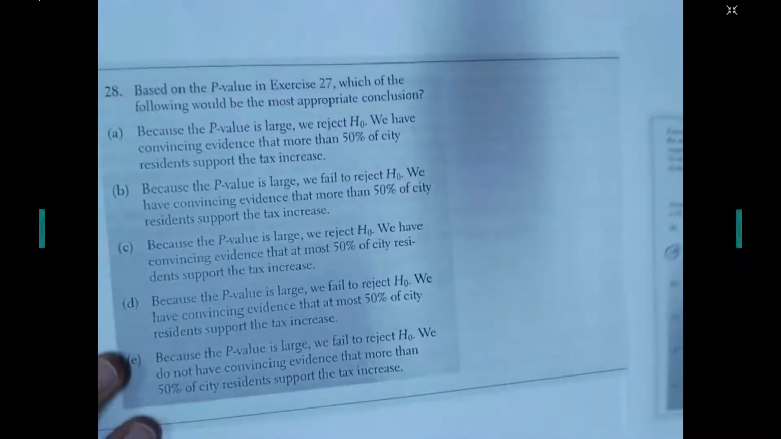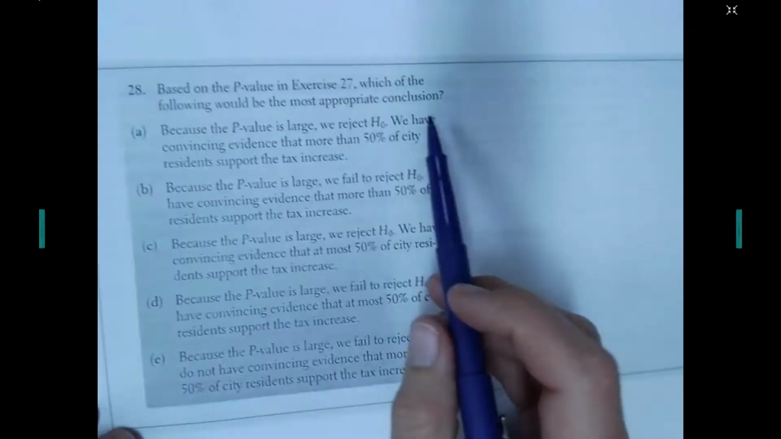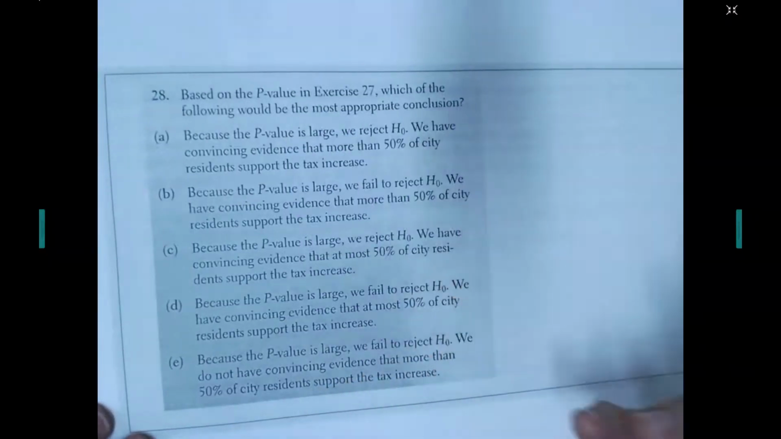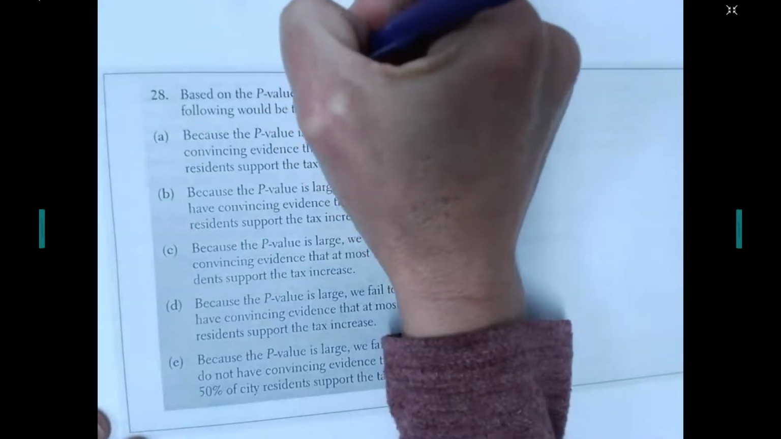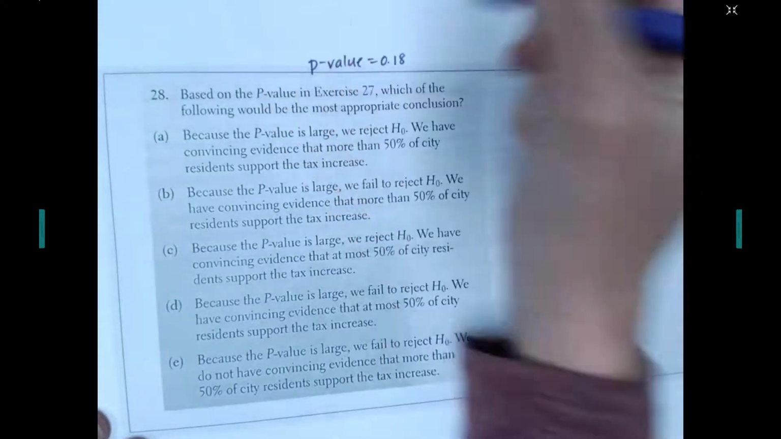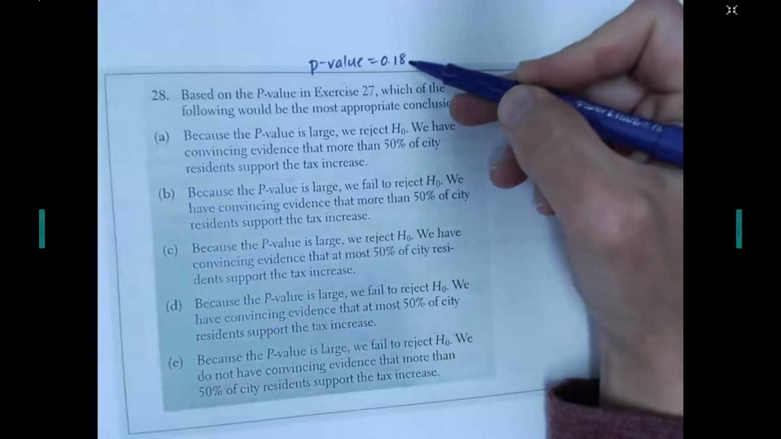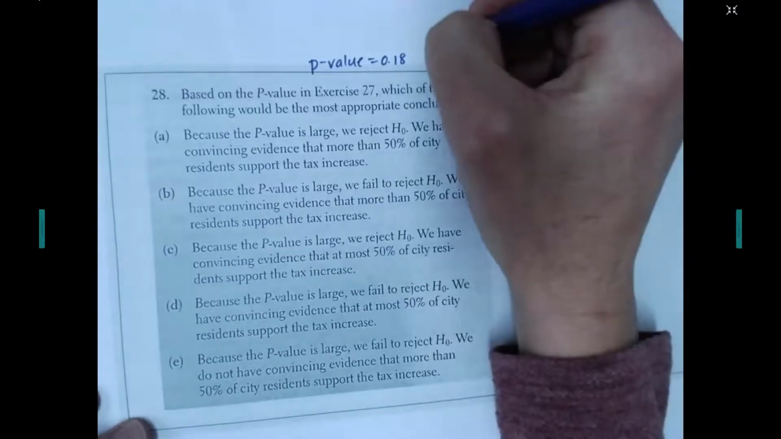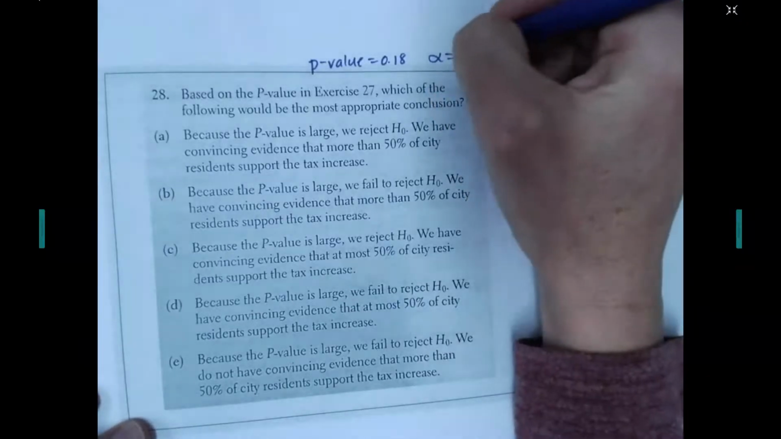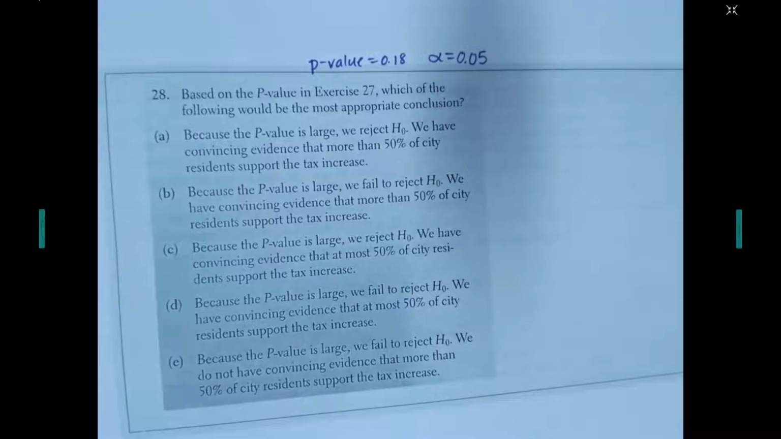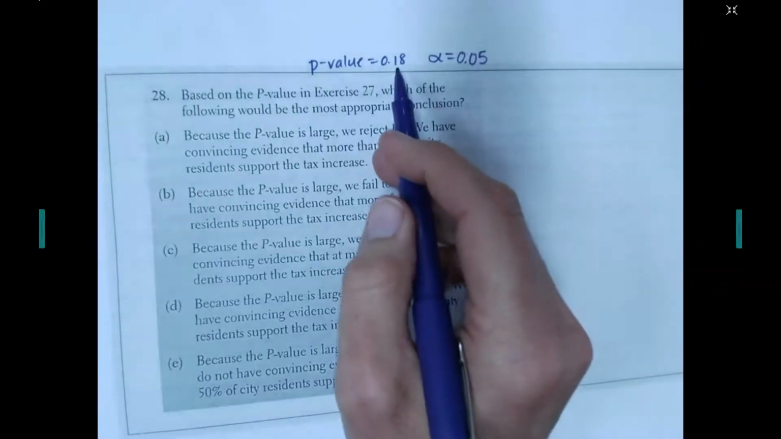All right, and then 28. Based on the p-value in exercise 27, which of the following would be the most appropriate conclusion? All right, remember the p-value was 0.18. Okay, remember low p-values make us reject the null, right? Is this a low p-value? Well, they don't tell us what alpha to use, so we would need an alpha level to make that decision, right? Most commonly, 0.05 would be our alpha level. Sometimes it goes up as high as 0.1. But with either of those, this p-value is higher than either one, isn't it?